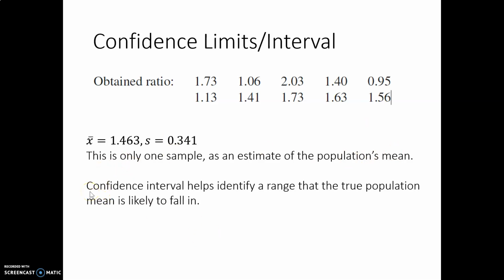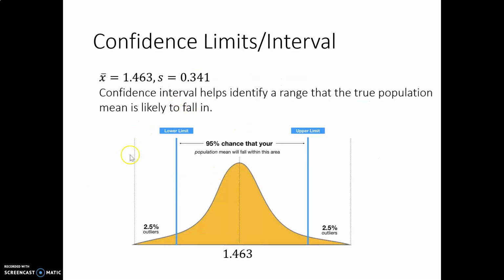To have a better estimate of the population's mean, we want to work on this confidence interval, because it's a kind of range that helps us identify the interval that our true population mean is likely to fall in. To visualize it, let's say this is a distribution, and our population's true mean is likely to fall at any point of this distribution.